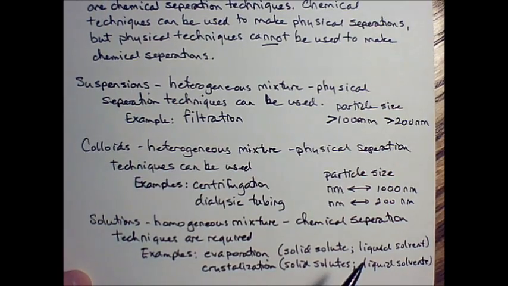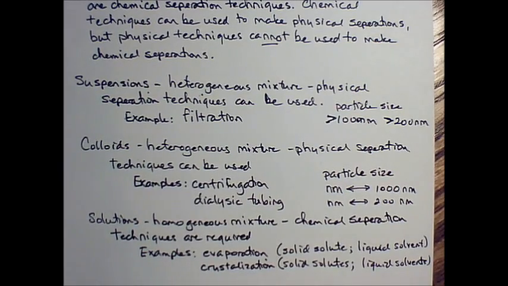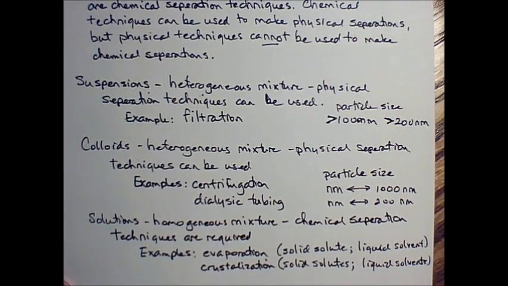Crystallization works in different ways. One way you can use crystallization is when you have a solution of two things, and you can cool it down to a point where the solute solidifies and comes out of the solution, and that's a way to separate out the solvent from the solution, or the solute from the solvent.